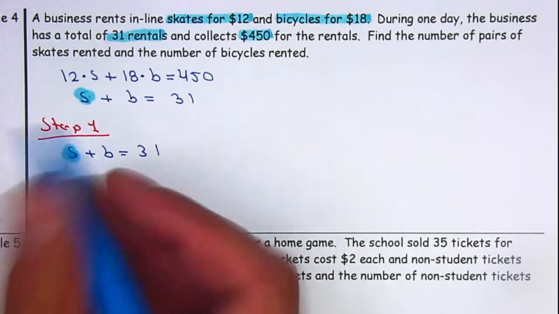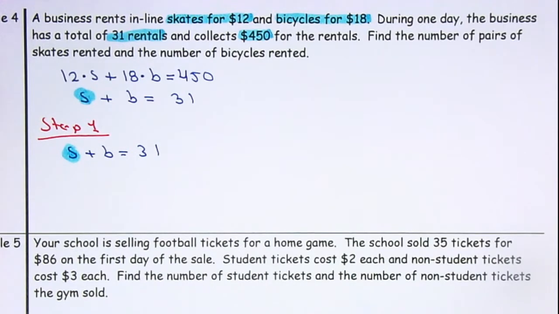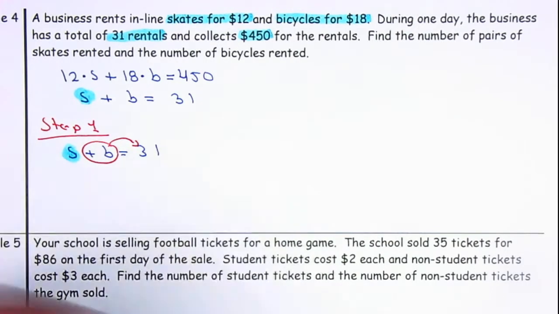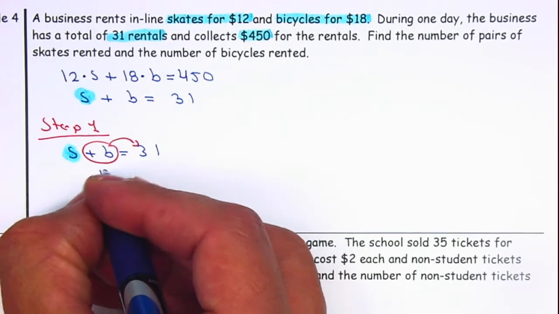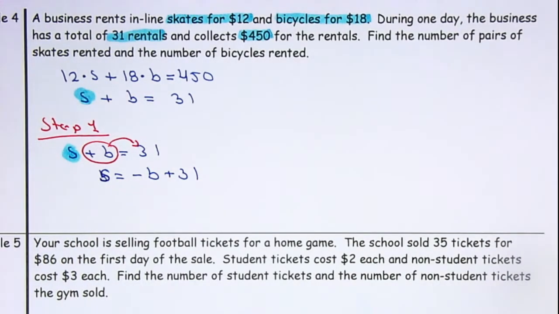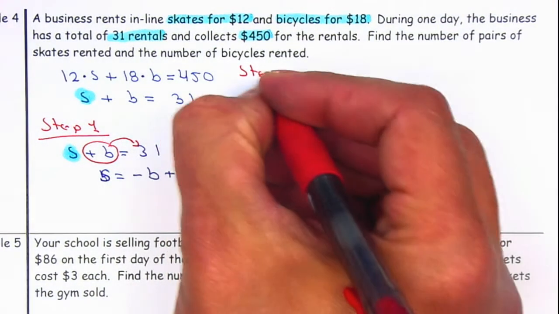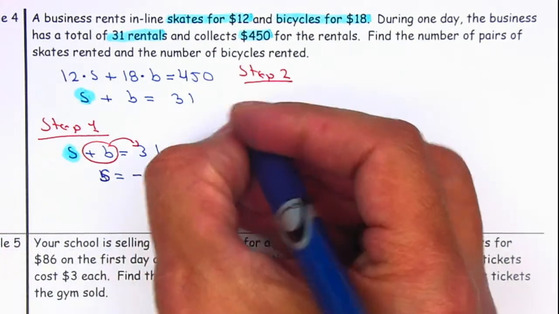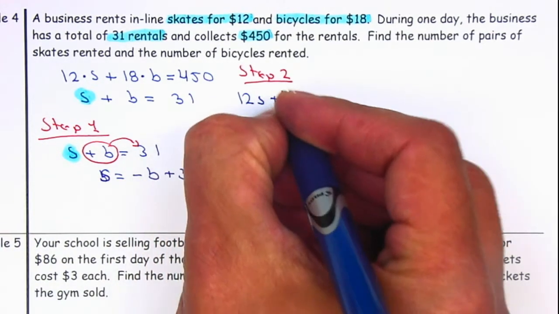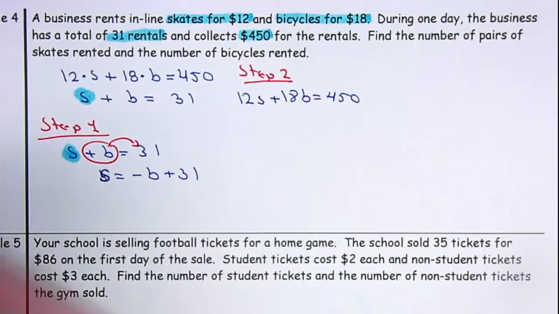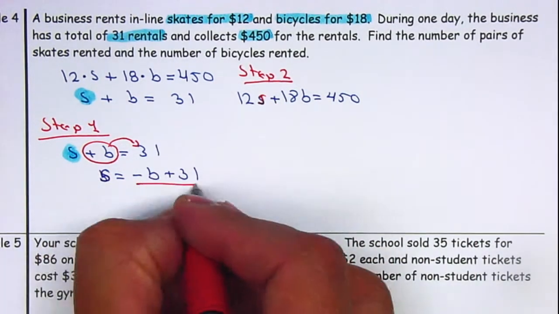So I'm going to highlight the S. I'm going to move that B to the right because I need to leave the S by itself. S is equal to negative B plus 31. Now step number 2, I'm going to use the other equation, which is 12S plus 18B is equal to 450. But instead of the S, I'm going to replace it with negative B plus 31.